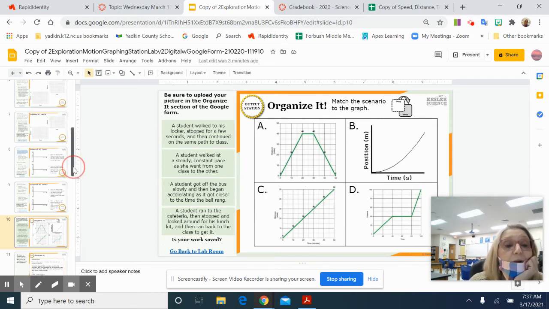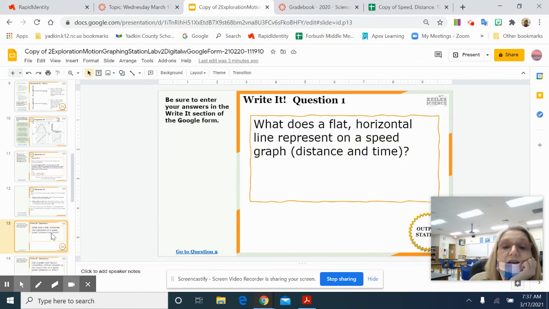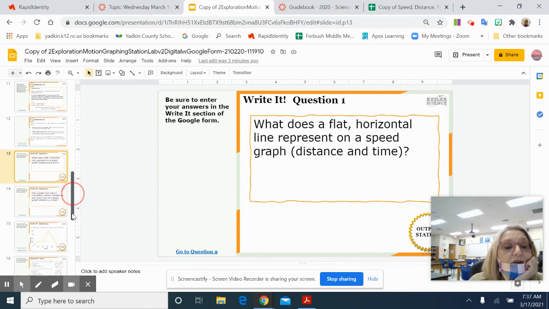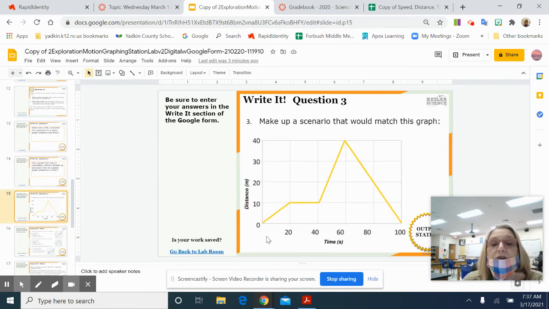Okay, not a problem. Here, you're going to be completing this activity. Here you're writing. Now you can see why it's going to take a while to get all this done. You're answering this question. Here you're going to make up a scenario that would go with this graph. You're going to write that scenario on your paper and then you'll transfer it to the Google Doc.